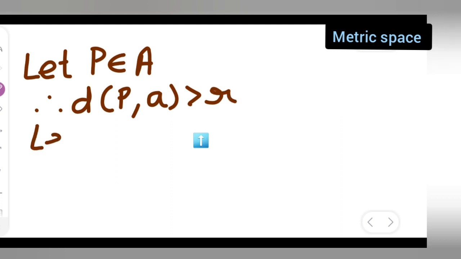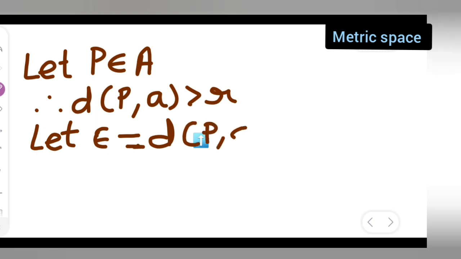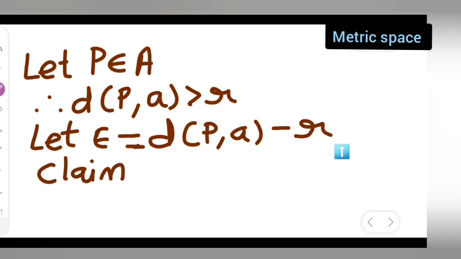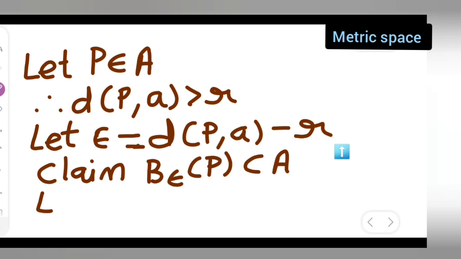Now take the epsilon value to be the distance between p and a minus R. So I have taken my epsilon to be equal to d(p, a) minus R. Now what is our claim? We are claiming that B epsilon of p is a subset of A. Now let x belong to B epsilon of p.